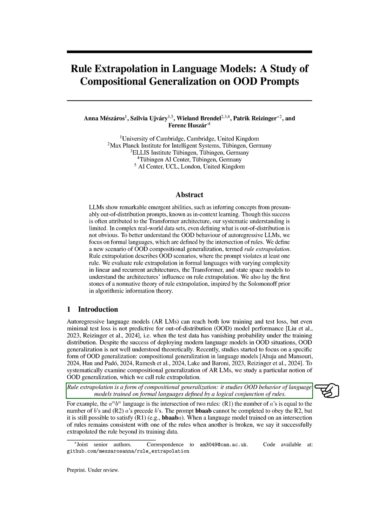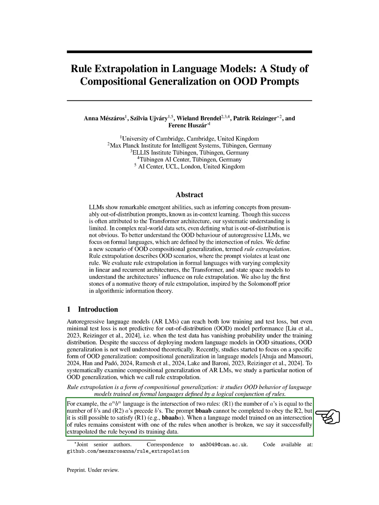We specifically examine rule extrapolation, which involves analyzing the OOD behavior of language models trained on formal languages defined by a combination of rules. For instance, the language represented by a to the power of n followed by b to the power of n consists of two rules. The number of a's must equal the number of b's, and all a's must come before any b's. A prompt like BBAAB cannot be completed to follow the second rule, but it can still satisfy the first rule by adding an a at the end.